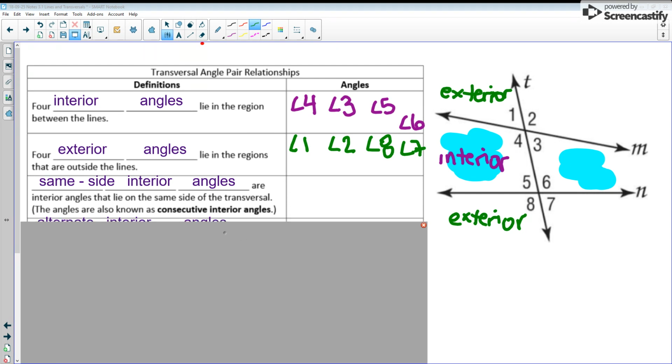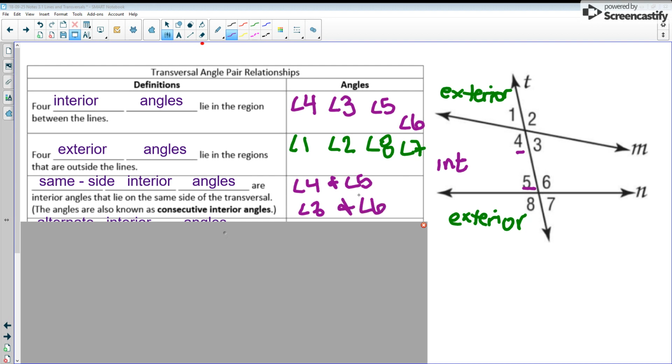We also have same-side interior angles. When we take a look at our interior angles, we see that we have some that are on the left and some that are on the right. If they're on the same side, they're considered same-side interior angles, such as angles 4 and 5. Also, same-side interior would include angles 3 and 6. Those are same-side interior angles.